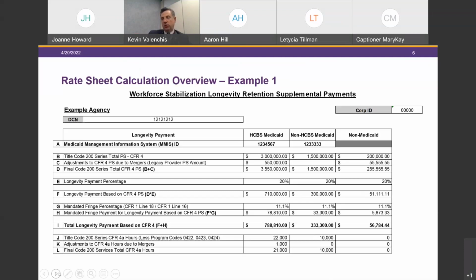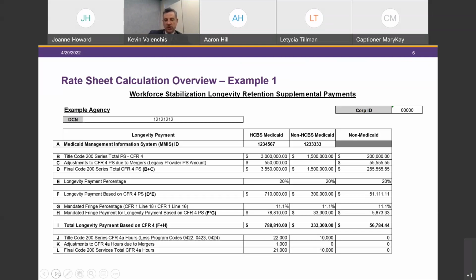So what we did is we tried to adopt the same philosophy and approach that the current rate methodology employs, which is to give the same wage treatment to the CFR 4A hours as reported in the CFR 4A and your CFR 4 for 18, 19, and 19. So looking at row J, these represent the CFR 4A hours that were reported with direct care, Title Code 200 effort. So 22,000 hours for the HCBS Medicaid, for the state plan 10,000, and 0 for the non-Medicaid.